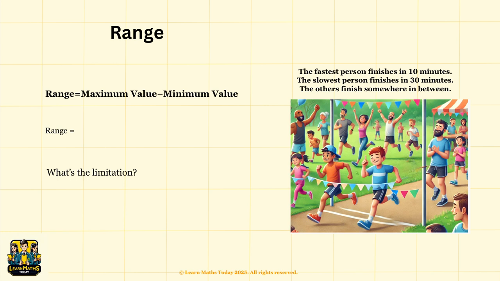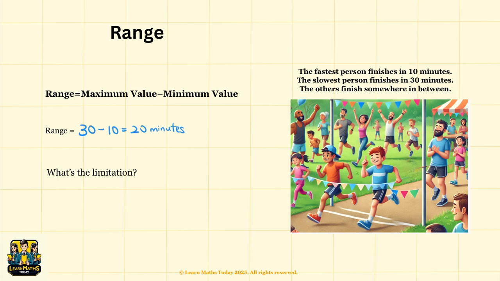Going back to our earlier example, the fastest person took 10 minutes, the slowest person took 30 minutes. So the range equals 30 minus 10 equals 20 minutes. This means that the finishing times of the runners are spread across 20 minutes. But is this enough information?